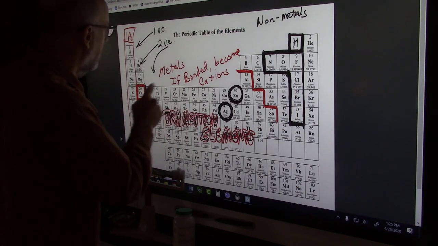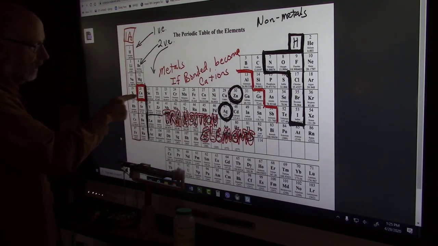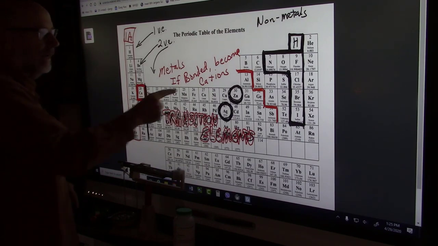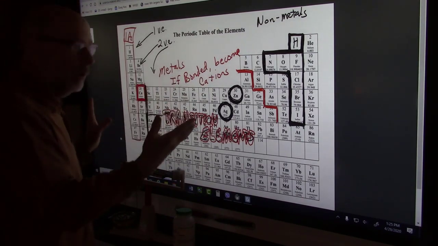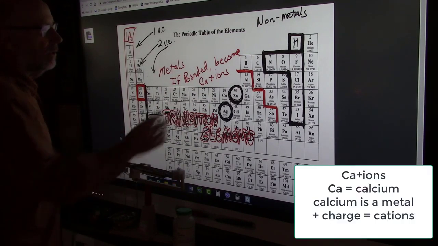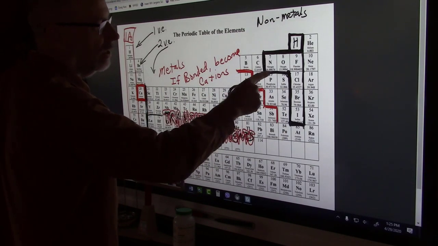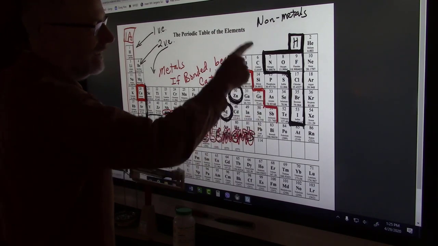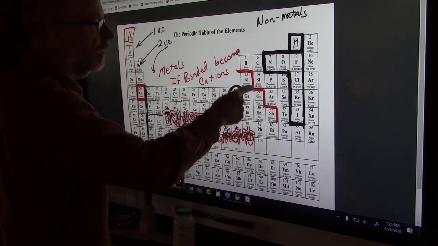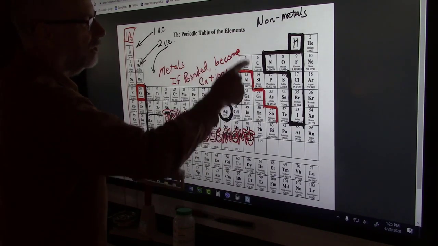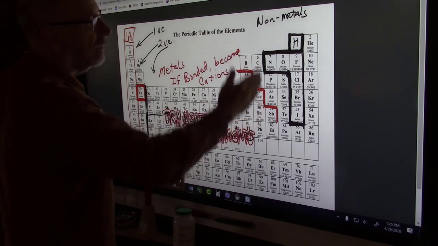How do you remember that? Calcium is over here, Ca. We spell cation Ca plus ion, so they get a plus charge. That's how you remember that. So anions form over here, things that get a -1 charge, -2 charge, like oxygen, sulfur, selenium, -3 charge, or 3- charge with nitrogen, phosphorus, and these guys in this column here.